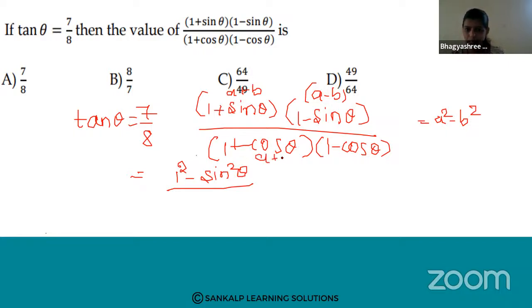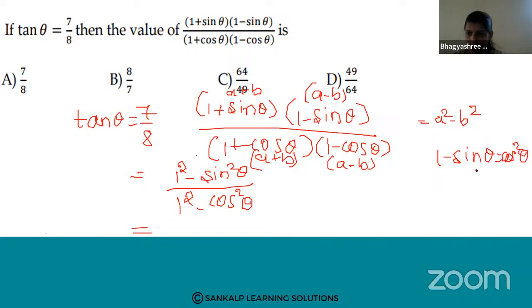That is a plus b into a minus b, right? So, a plus b into a minus b is a square minus b square again. A means 1, b means cos theta. Therefore, 1 square minus cos square theta, which is 1 minus cos square theta. Remember the identity: 1 minus sine square theta is cos square theta, and 1 minus cos square theta is sine square theta, right?